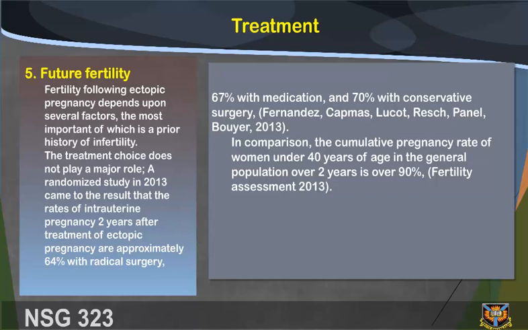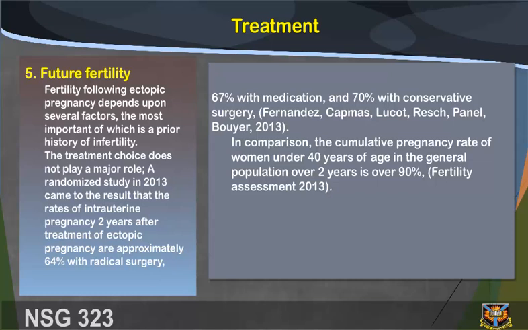5. Future fertility. Fertility following ectopic pregnancy depends upon several factors, the most important of which is a prior history of infertility. The treatment choice does not play a major role. A randomized study in 2013 came to the result that the rate of intrauterine pregnancy 2 years after treatment of ectopic pregnancy is approximately 64% with radical surgery, 67% with medication, and 70% with conservative surgery.